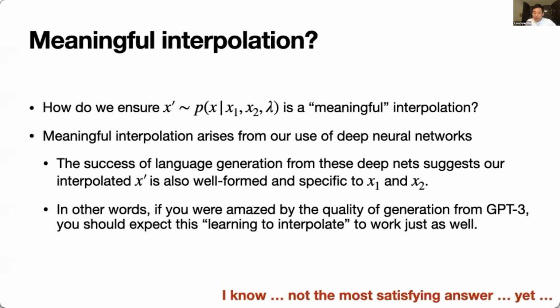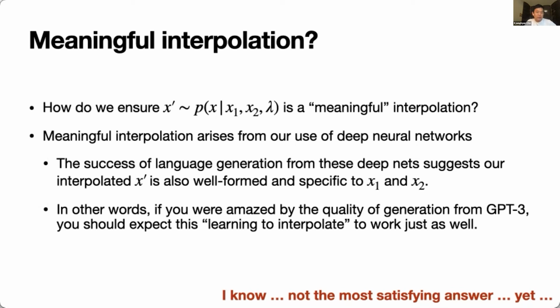Now, the question is, can we expect a meaningful interpolation in this scheme? And what does it even mean to meaningfully interpolate between two natural language sentences? I don't have a rigorous answer to that, but I do believe we can trust that meaningful interpolation will arise from this scheme because we use deep neural networks. Let's assume that we are very excited by the success of language generation from these deep neural networks these days. Then what that means is that these deep neural nets are indeed very successfully interpolating among the large number of training examples that were used to train them.